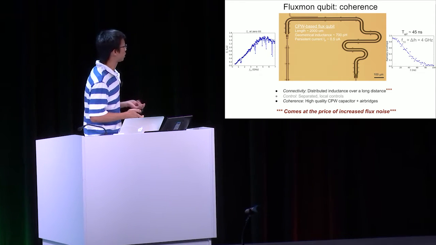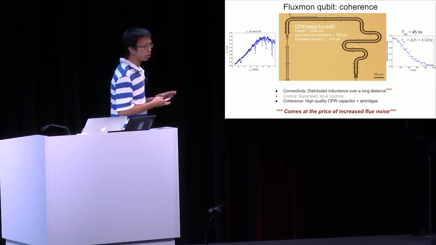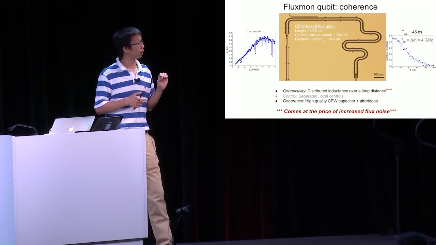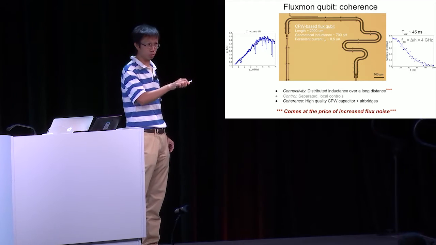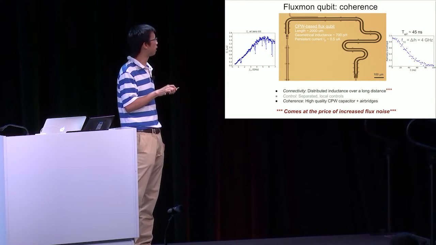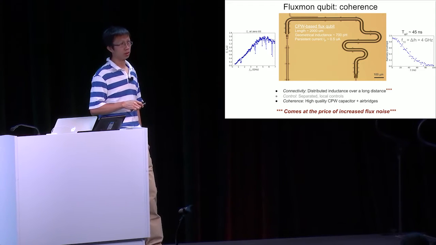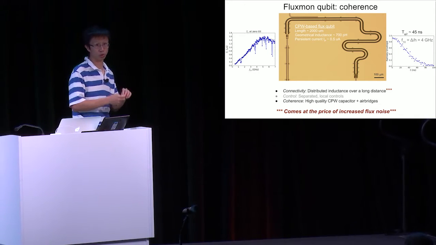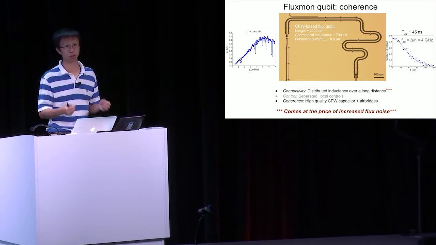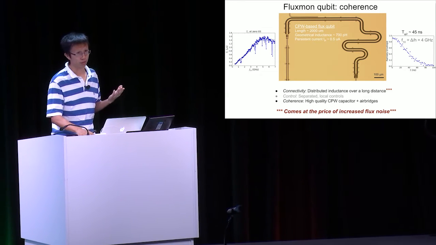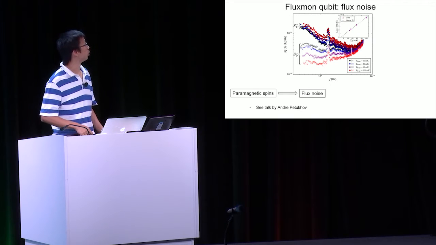What's the reason? Actually, even though we minimize the dielectric loss, now because we built our qubit so big to maximize the coupling, we actually have to pay the price of increased flux noise. This is the price we have to pay in order to do system optimization to couple multiple qubits together. So to understand the nature of the flux noise, we actually did more careful measurement.